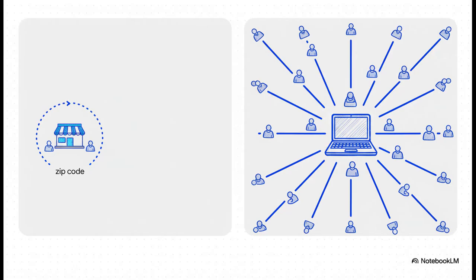And the reach is just global. A physical store is literally trapped by its zip code. It can only serve the people who can physically get there. But a digital asset, from the second you launch it, you can serve a customer in your own neighborhood or someone on the complete other side of the planet.